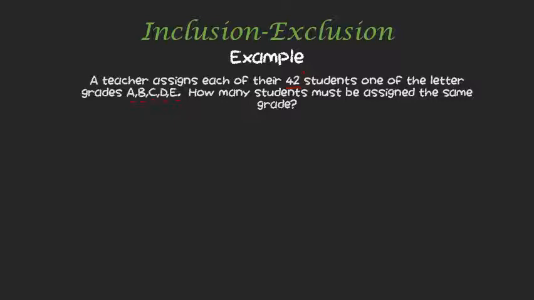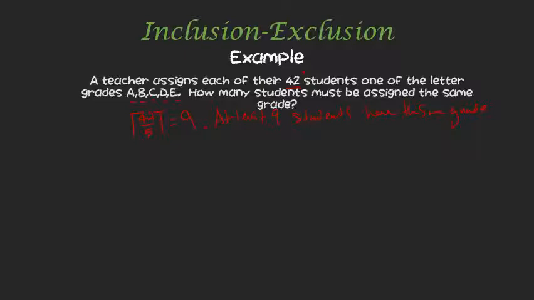So the Pigeonhole Principle says take 42, divide it by 5, and take the ceiling of that. So this would be 8.4, so take the ceiling of that, that's 9. And so the Pigeonhole Principle then tells us that at least 9 students all have the same grade. We can't say for sure which grade it is. This is just telling us at least 9 share the same grade.